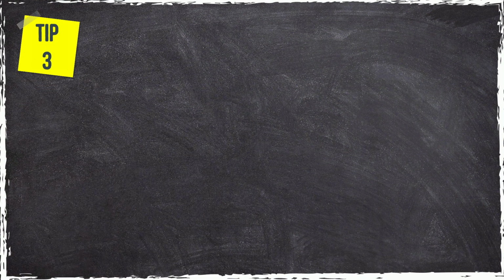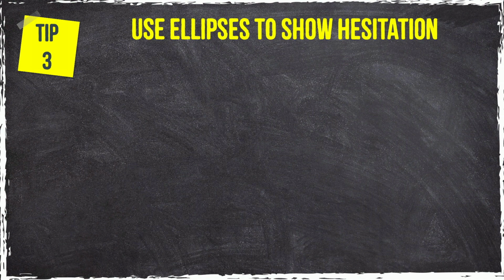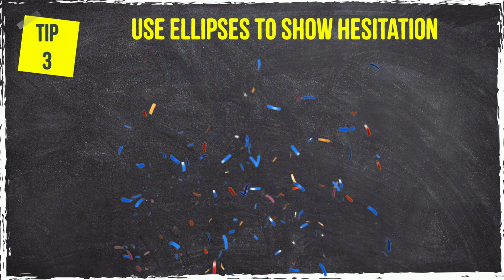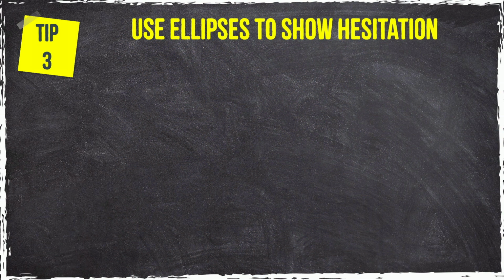Tip 3. Use ellipses to show hesitation. "I'm not supposed to tell you this, but she's planning a surprise party for you this Friday." Ellipses can also express when someone is speaking softly.